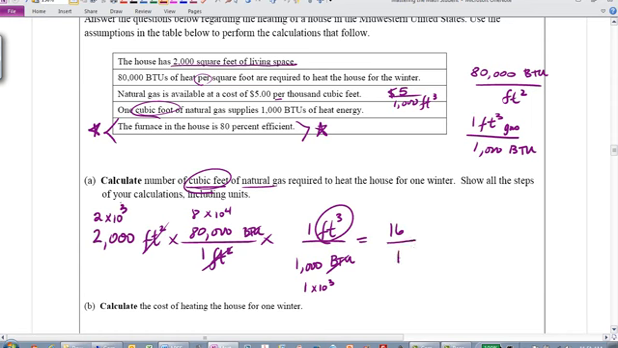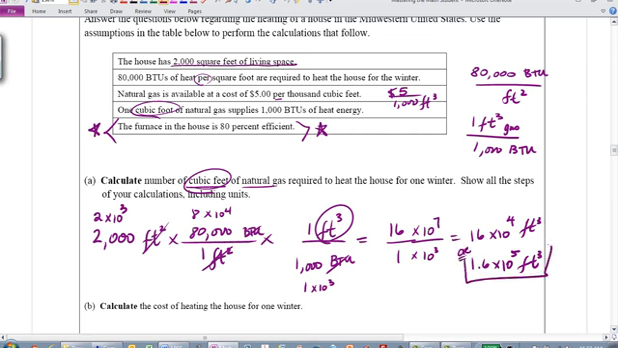But let's deal with the fact that I've got 10 to the third times 10 to the fourth, which is 10 to the seventh, over 10 to the third. So that simplifies to 16 times 10 to the fourth, also known as 1.6 times 10 to the fifth, cubic feet. Either one of these is okay. I'm going to go with that one. But it's equally correct to have written it as 16 times 10 to the fourth.